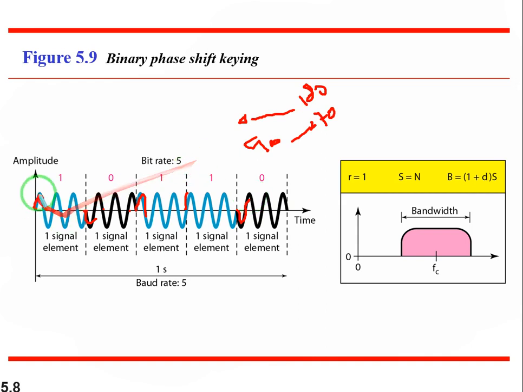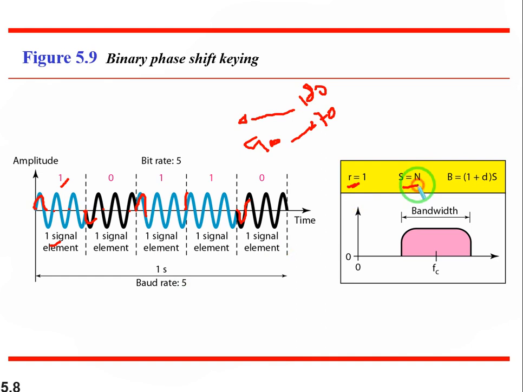Again the same thing, we have 1 data bit with 1 signal element, so our r will be 1, and again your baud rate is 5 and your bit rate is 5, because 1 2 3 4 5, you have 5 bits per second and you have 5 baud.